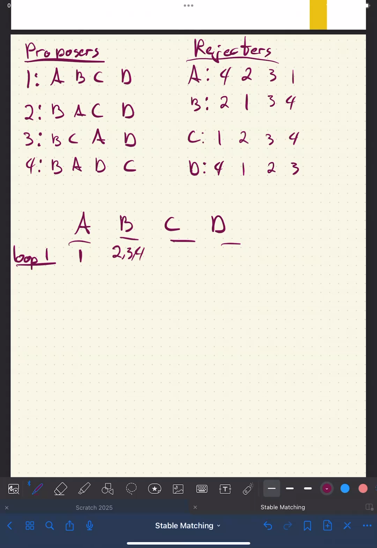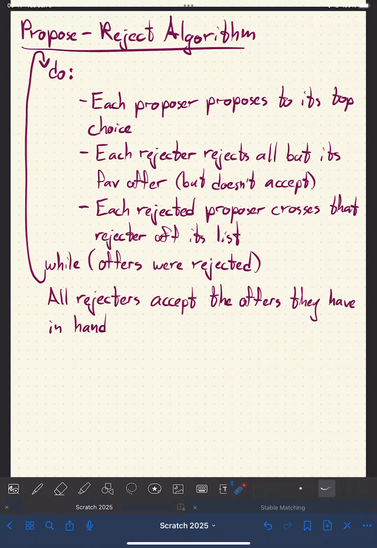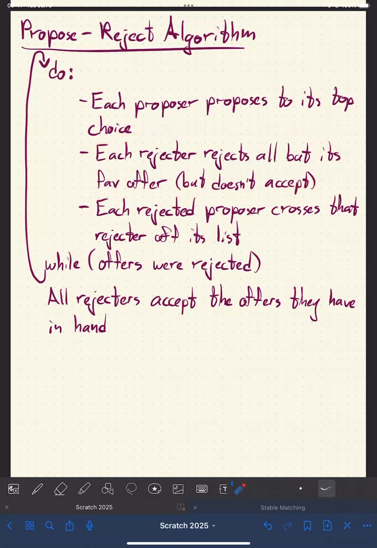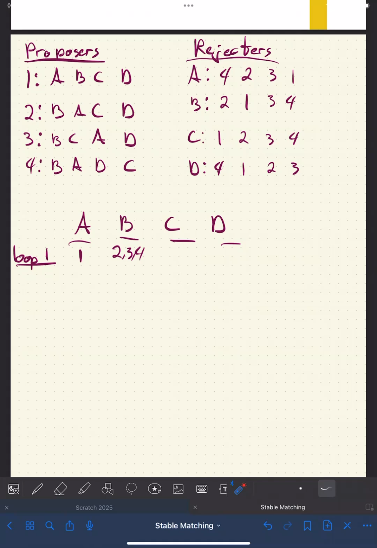Now, we're not done yet. Maybe 1 would be happy if we stopped here, but B has too many people. It needs to match 1 to 1. So to take a look at that, we need to go to the next step, which is each rejector crosses all but its favorite offer off. So A only has one choice, so there's no one to cross off. It just sticks with the choice it has for now. No accepting yet, but it just sticks with that.